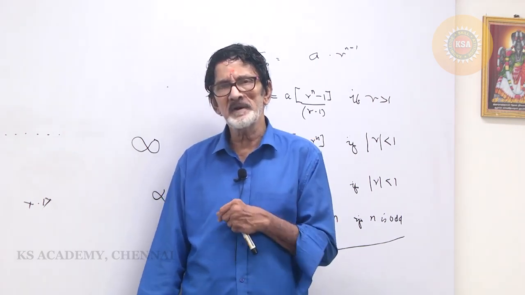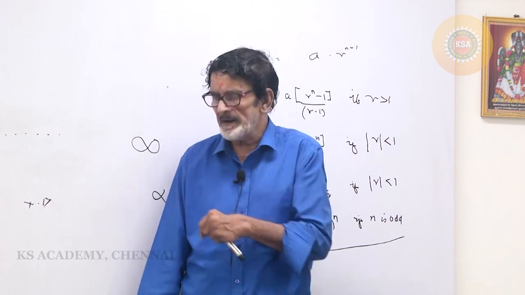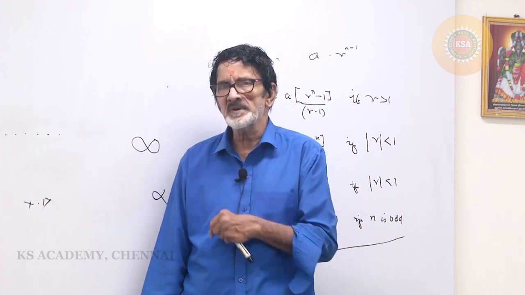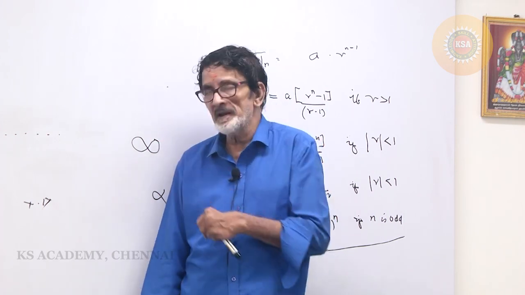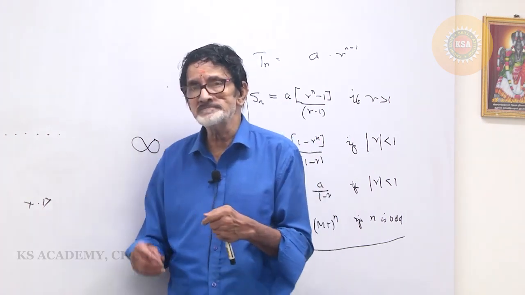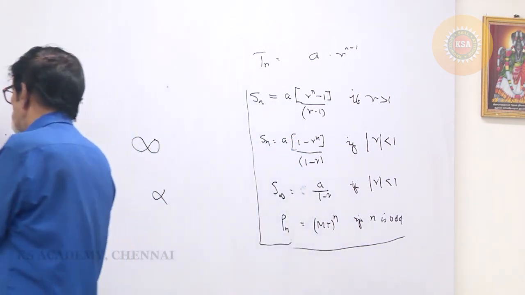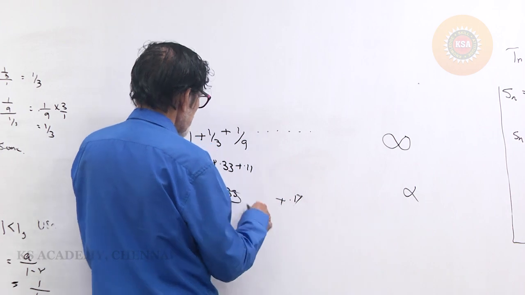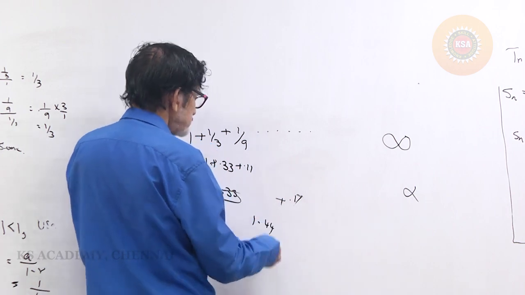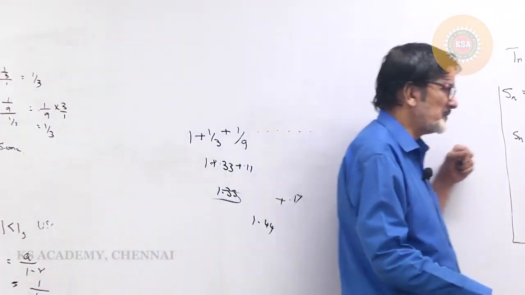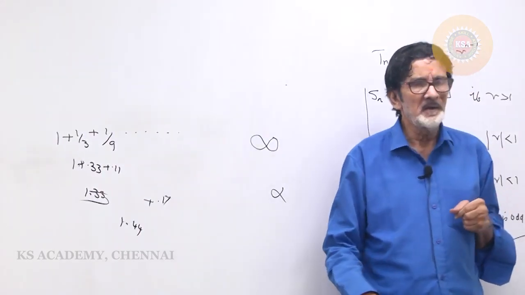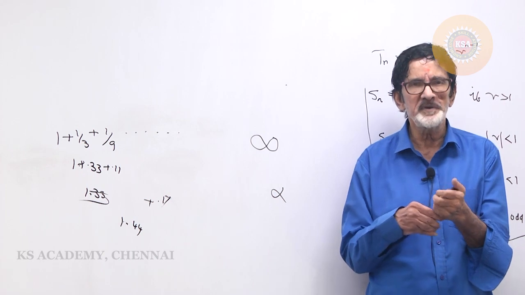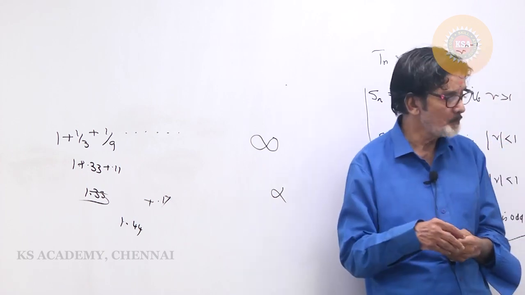Infinite term answer 1.5, we calculated 1.5. Infinite terms added. I am adding 2 terms up, even the 4th term we added. 1 by 9, the answer is 0.11. 3 terms contribution 1.44. The remaining term contribution is 0.06, which is very meager, insignificant, we can ignore.